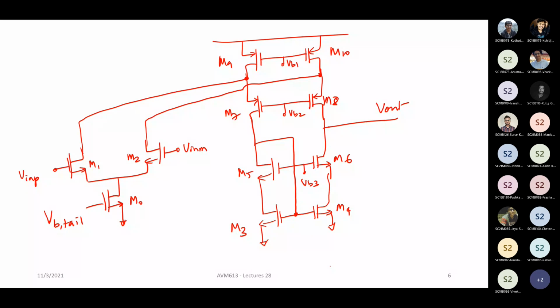All right. Now, how do we generate VB1, VB2? We have already studied how to design cascode current mirrors. So for example, if I were to design a low voltage cascode current mirror, maybe the simple version is basically, so let us say this is a current source.